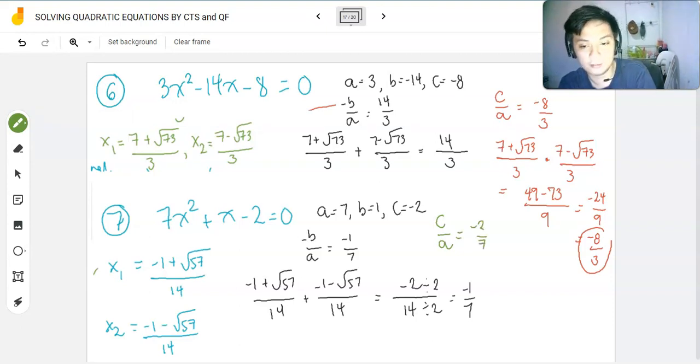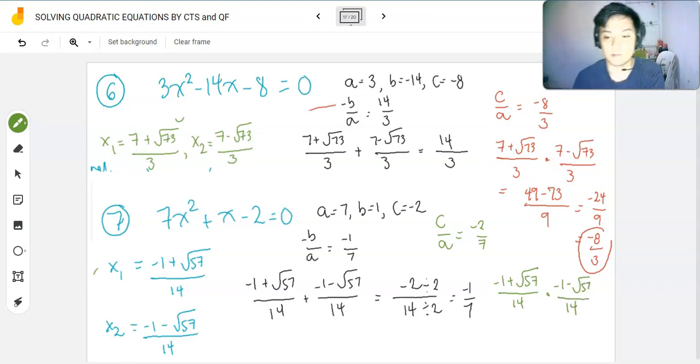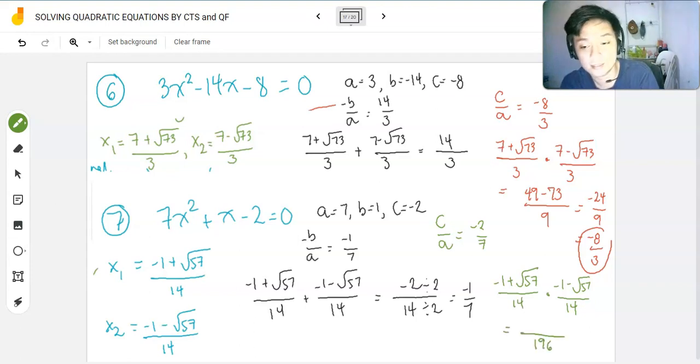So, let's see if upon multiplying 1 plus square root of 57 all over 14 and negative 1 minus square root of 57 all over 14, we will get negative 2 over 7 nga. So, 14 times 14 is 196. And then negative 1 times negative 1 is positive 1. The product of these two numbers, yung mga last terms, ay negative. Square root of 57 times itself is just 57. So, 1 minus 57 is negative 56 over 196.